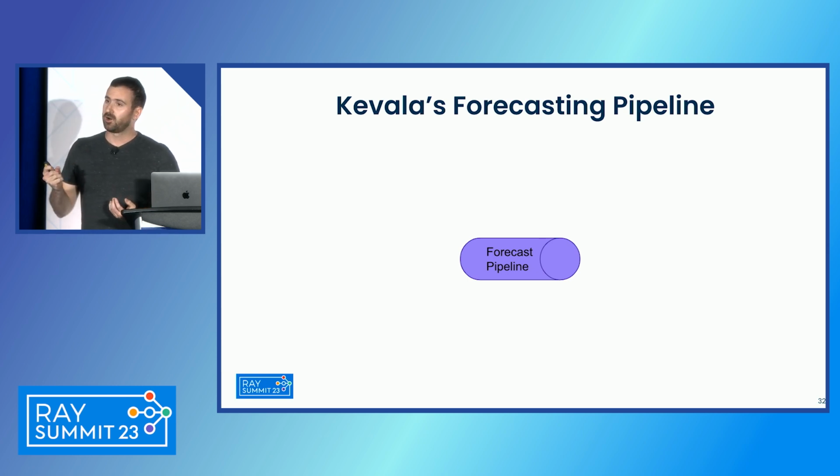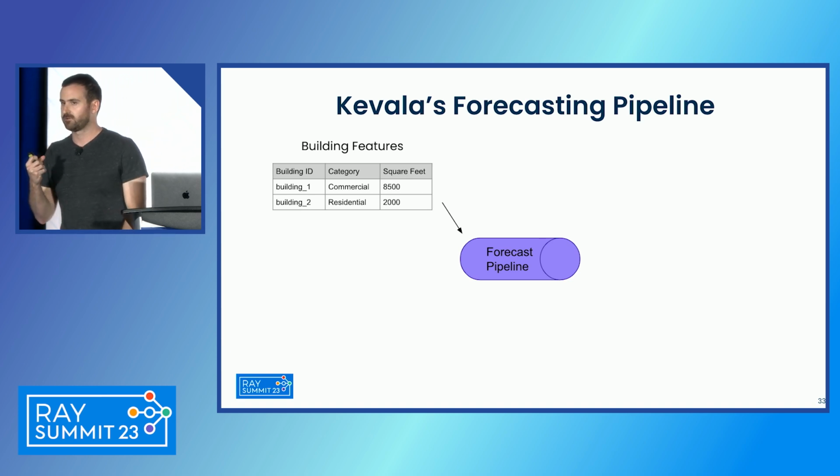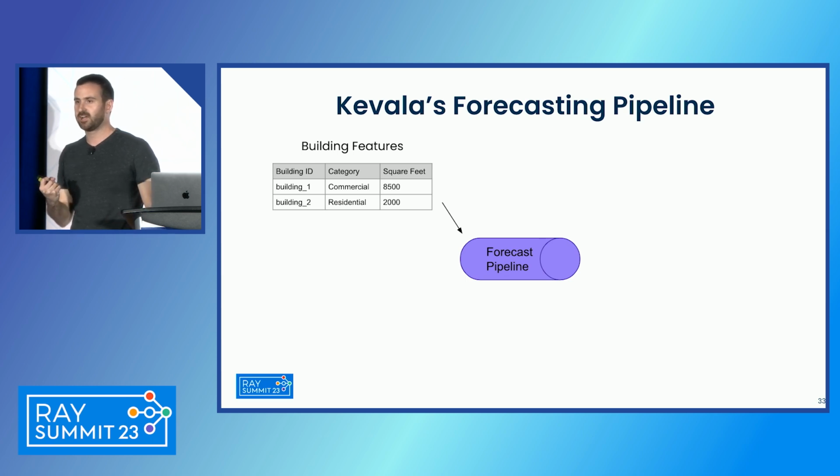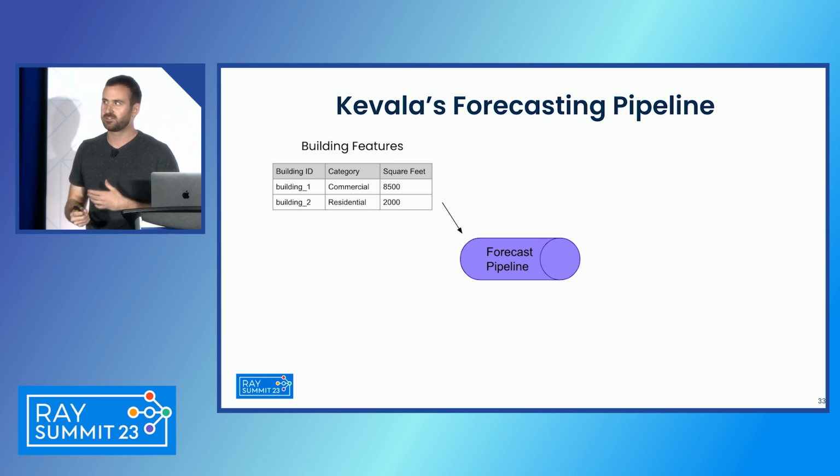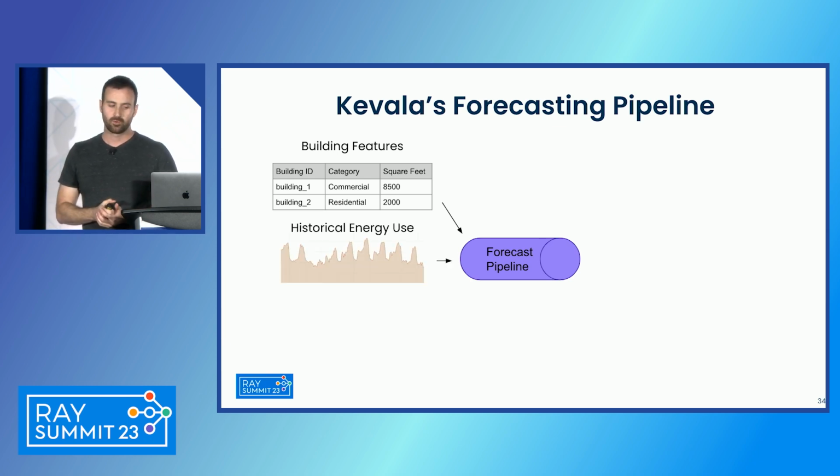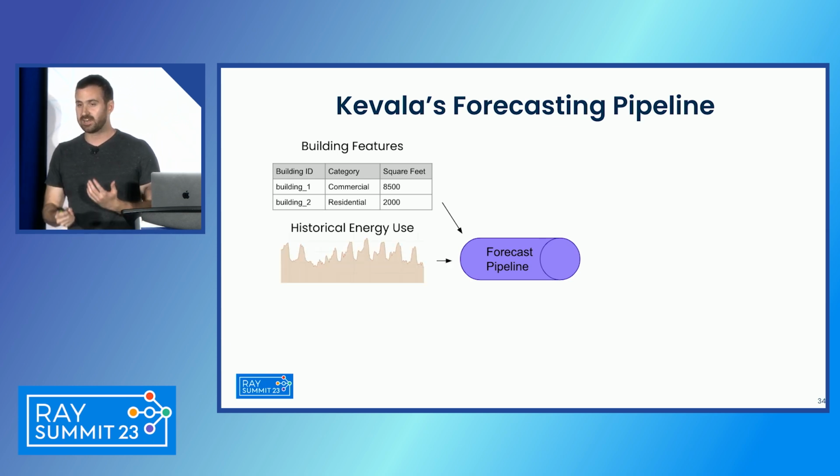So now I'll talk about what our forecasting pipeline actually looks like. We'll take in a variety of different types of inputs, the first of which is just general building characteristics, like whether it's commercial or residential, the square footage, tons of other features like that. We also will take in the historical energy usage of that building if we know it. If not, we'll use a simulated version.